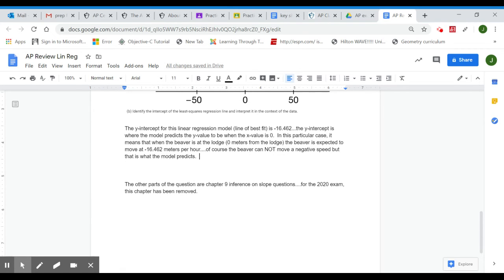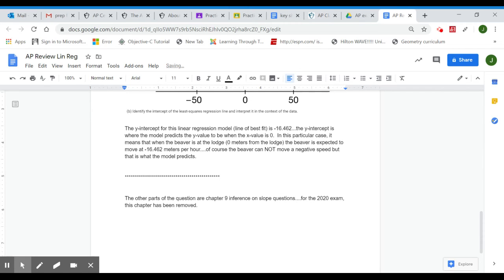Okay, that's basically it. Now the other parts, I typed this up already. This is not part of what you would say. The other parts of the question that I did not put up here are on chapter 9. So this is the end of the chapter 2 content. Chapter 9 is not on the exam this year, so I just left it off. Now, I want to give you some more ideas in case this comes up on the final. This is probably the last time we'll go over linear regression before the exam.